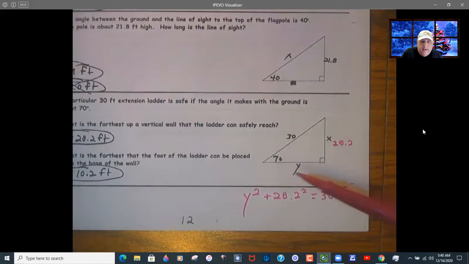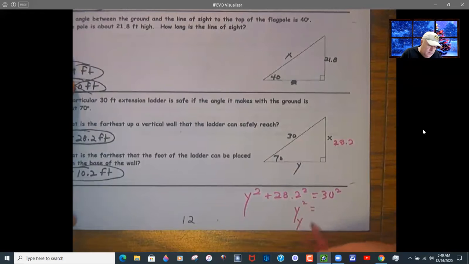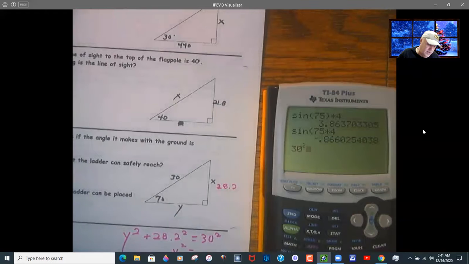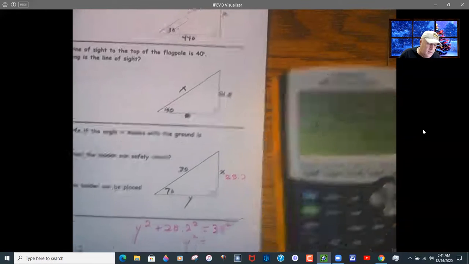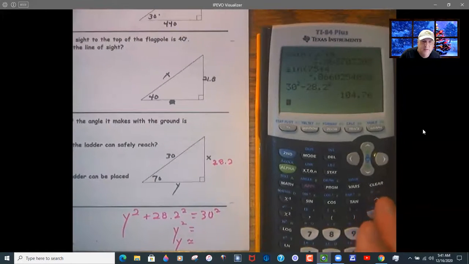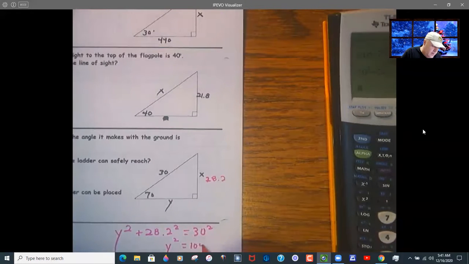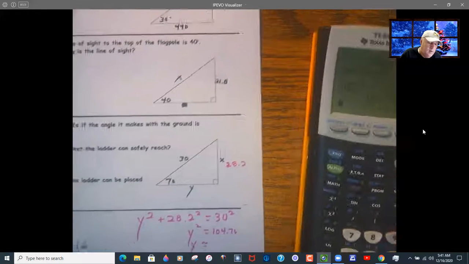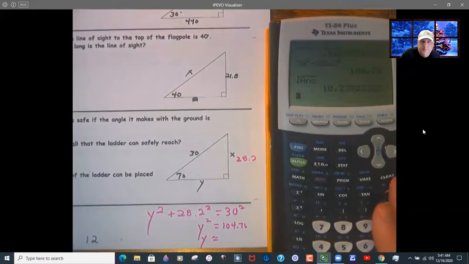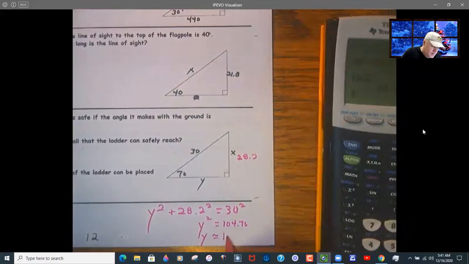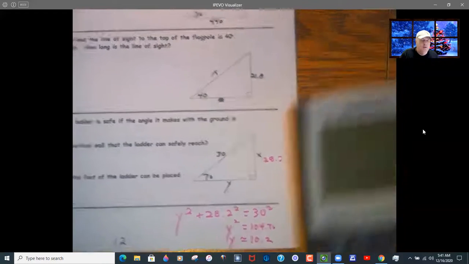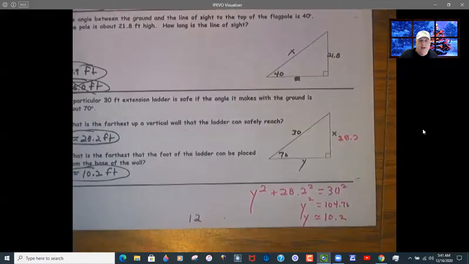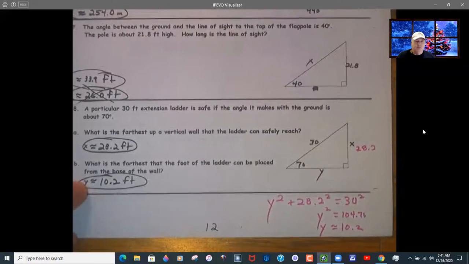Now trace the right angle. That's your a squared plus b squared all the time. And then you're going to subtract that over. So 30 squared minus 28.2 squared, 104.76. And then you're going to square root that. And that is 10.2, as you see. So that is the Pythagorean theorem. If you wish to employ that, that is also part of right triangle. So that's right triangle trig.